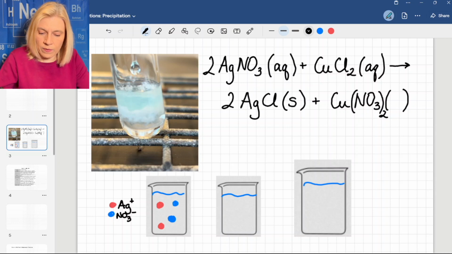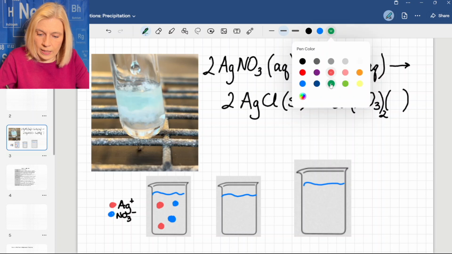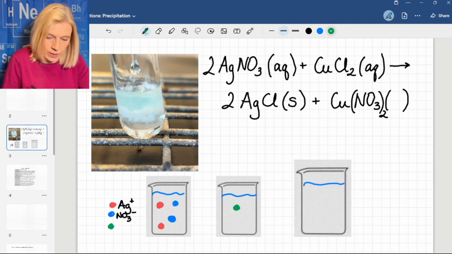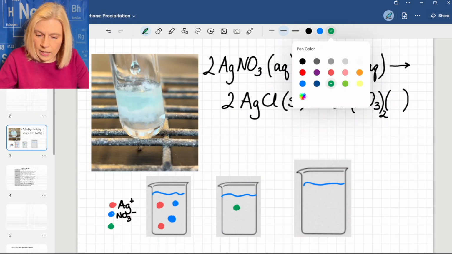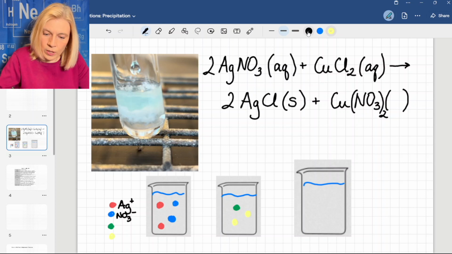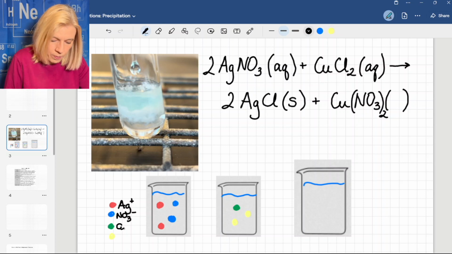Now in our second beaker, we had a copper swimming. So copper, we can make copper green. And we have to have chloride. Let's make chloride orange. Or maybe bright yellow would be better. Here are our 2 chloride ions swimming. Okay. And what happened? So we have our copper 2+ and chloride.